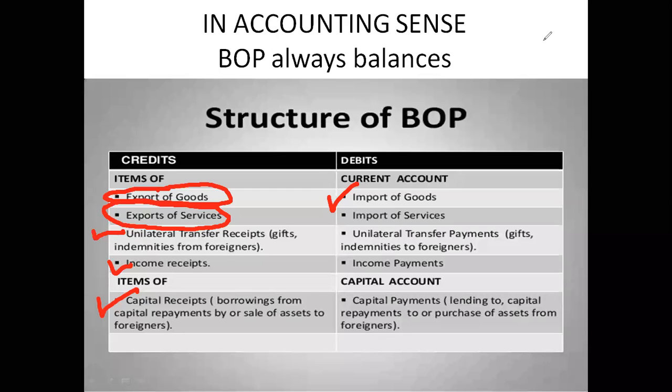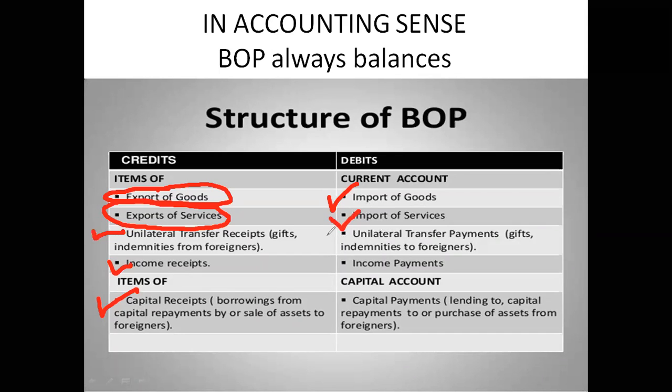And basically, in the economic sense, we are writing where I'm paying and where I'm receiving. If I'm receiving the money, that is the credit side item. If I'm paying the money, that is the debit side item. So import of service is also part of the debit side items of BOP.